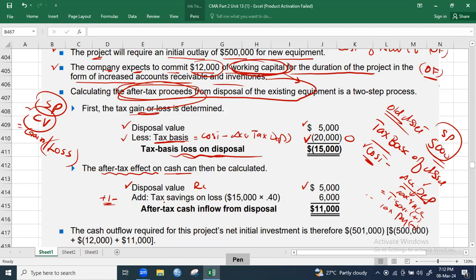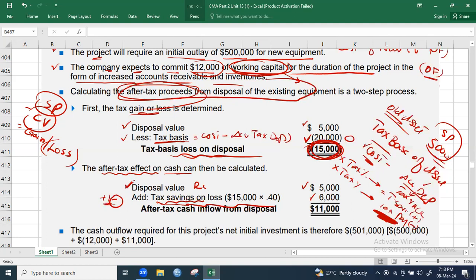And how will you calculate tax saving on loss? First, you will take the disposal value plus or minus. If you have a loss here, you will multiply it with the tax percentage. This will give you tax saving, right? So if you have a tax saving, you will add it here, because saving is like an inflow. But if you have a gain here, you will multiply that with the tax percentage. That will give you a tax payment. If it is a tax payment, then you will deduct it from the disposal proceed.